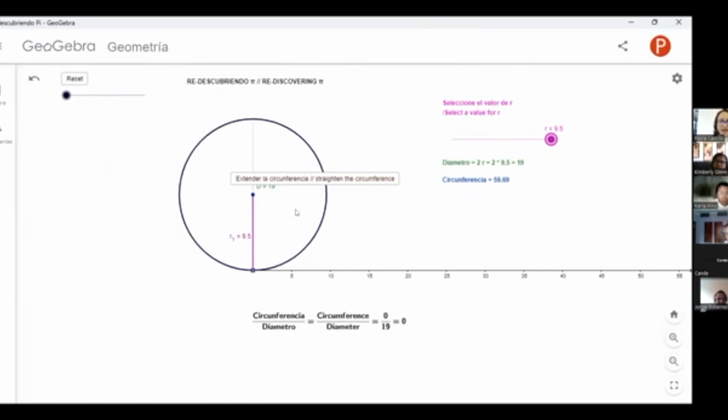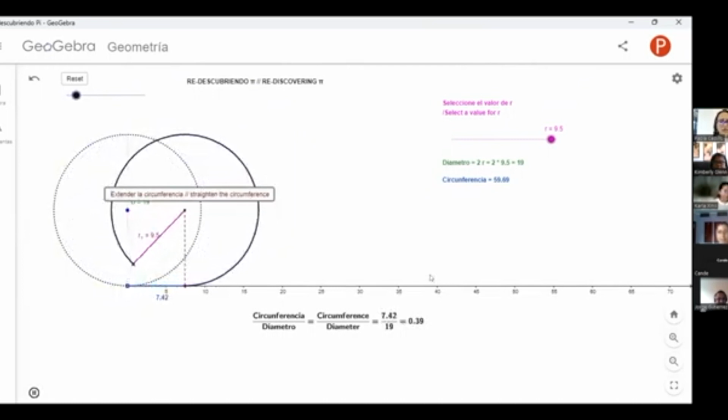Okay, this is Carla's lid. I'm going to do the same. Carla, I'm going to ask you to extend your circumference and see what happens.